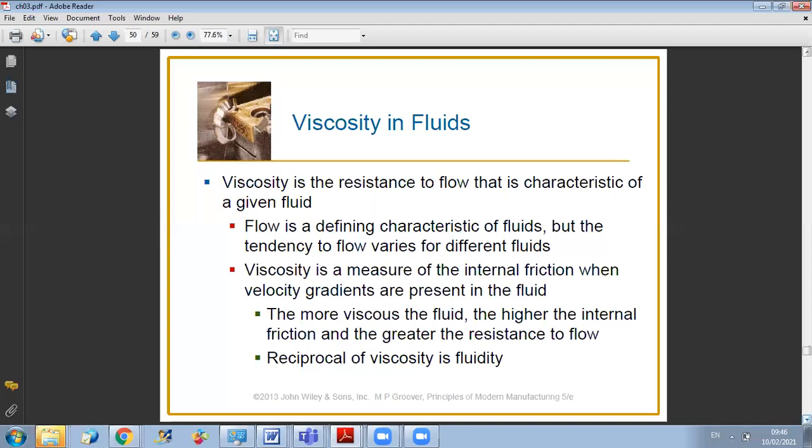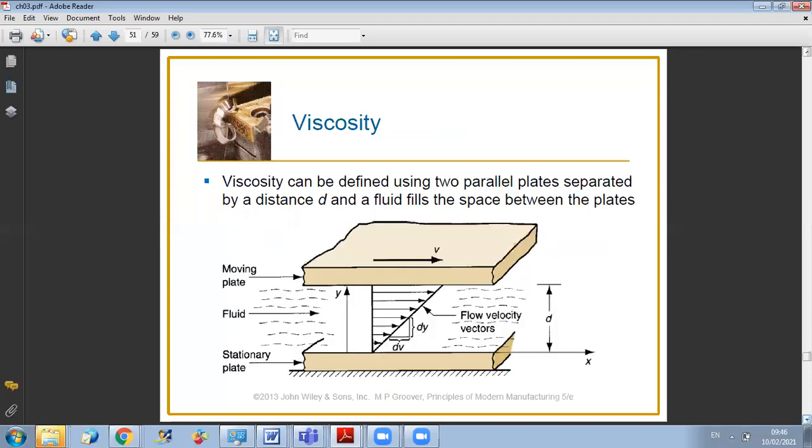So viscosity is a measure of the internal friction when velocity gradients are present in the fluid. The more viscous the fluid, the higher the internal friction and the greater the resistance to flow. And the reciprocal of viscosity is fluidity. Now, let us see how to define viscosity.